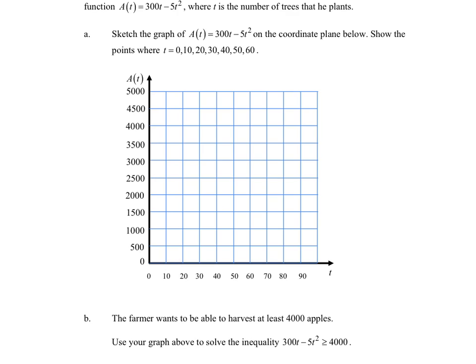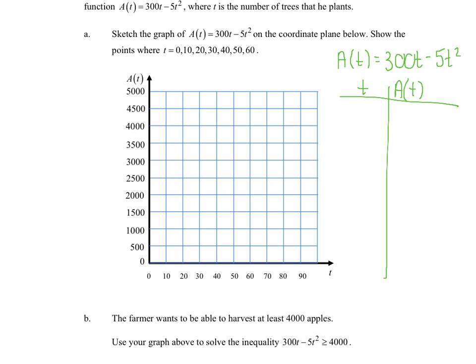So I'm going to make a table of values where I have a of t equals 300t minus 5t squared. So I've got t and I've got a of t. And we're going to be looking at t when it's 0, 10, 20, 30, 40, 50, and 60. So all I need to do is plug in those numbers. So 300 times 0 minus 5 times 0 squared, and that's going to equal 0. When I have 10, it's going to be 300 times 10 minus 5 times 10 squared.